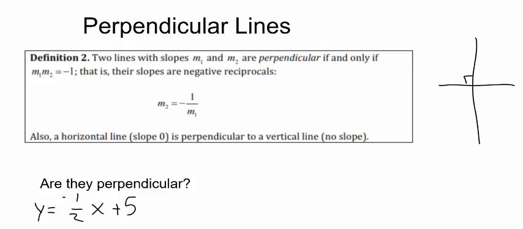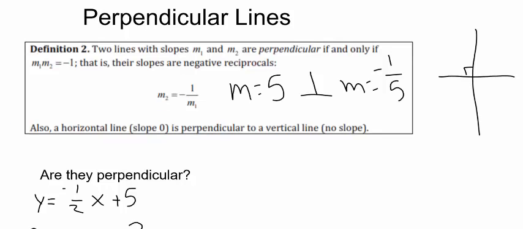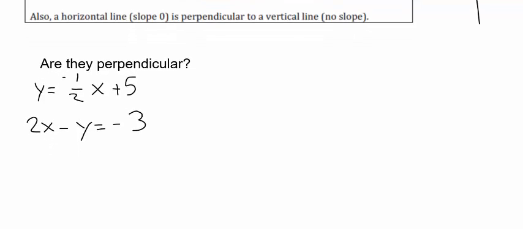So if I had a slope of something that we'll say is 5, I know the perpendicular slope to that would be negative 1/5. All I have to do is flip it and change the sign. So the first thing we need to be able to do here is tell if they are perpendicular or not.